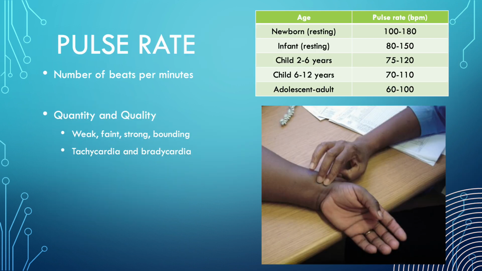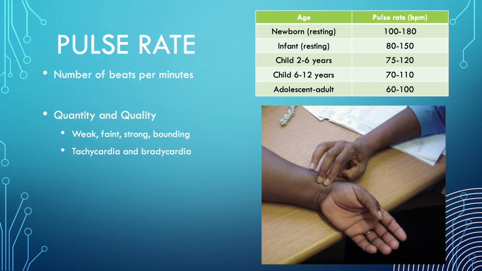Our next vital sign is pulse rate. It's sometimes referred to as heart rate. This is measured in number of beats per minute. In addition, we can measure the quality of the heartbeat or the pulse. We can assess whether it is weak, faint, strong, bounding. Bounding is kind of like that ba-ba-ba-ba-ba-ba sound, that almost pulsating sound. It feels different than a normal strong pulse. And then we can look at the quantity, which is the number of beats.